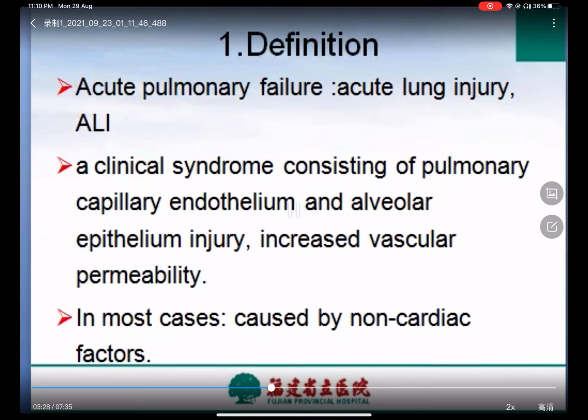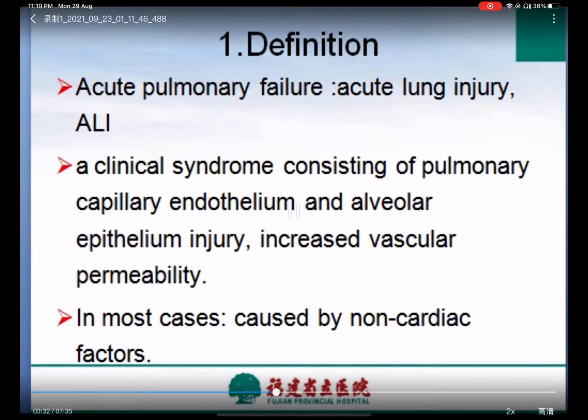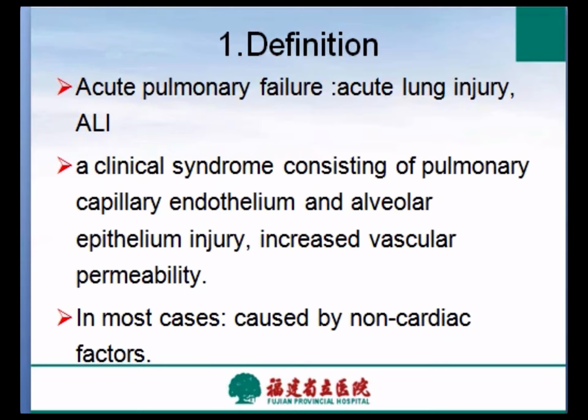So, with the first impression of acute lung injury, let's take a closer look at its definition. Generally speaking, respiratory failure due to cardiogenic factors is beyond our scope of discussion. Acute lung injury, which we also call acute pulmonary failure, is a clinical syndrome consisting of pulmonary capillary endothelial and alveolar epithelial injury and increased vascular permeability. Just as I have mentioned before, in most cases, it's caused by non-cardiac factors.